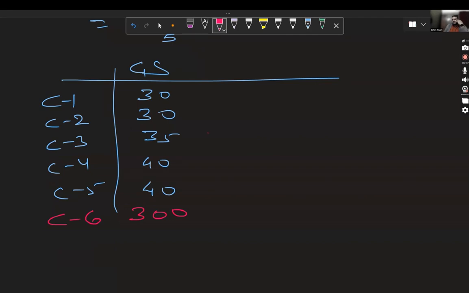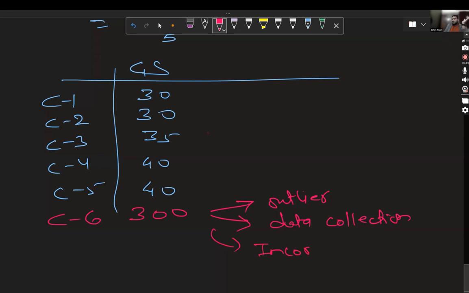This is pretty high, right? Now you are thinking, how does this happen? This person could be an outlier, right? We might have made a data collection error. Or somebody was at a very high level, or there was an incorrect leveling. A combination of multiple things could have happened. But now we got a very high value.